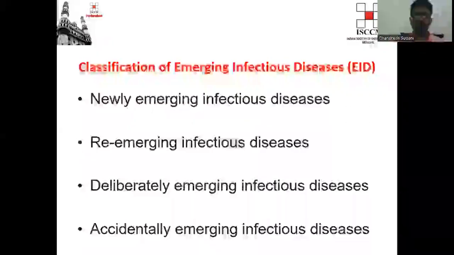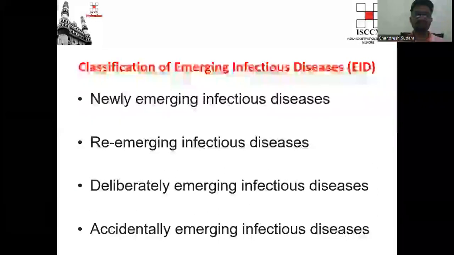Now, if you look at the classification, it is broadly divided into 4 categories: newly, re-emerging, deliberately, or accidentally emerging infectious disease. To give some examples, a newly emerging infectious disease means diseases that were not previously described in humans. For example, HIV. Re-emerging means diseases that have spread to new places, or diseases which are right now not under control by previous treatment. For example, MRSA.